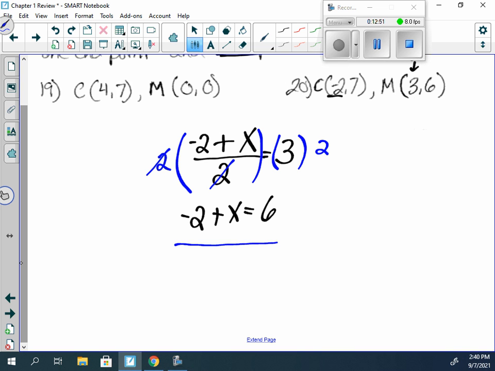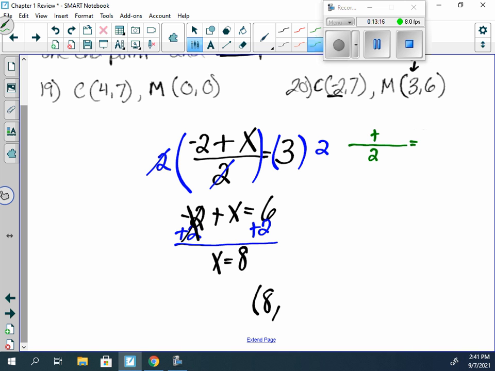What can we do next? Add 2 to both sides. Because our negative 2 plus 2 is 0, and 6 plus 2 is 8. So the x value of the endpoint is 8. Okay, well that got half of it. Now we need to find y.